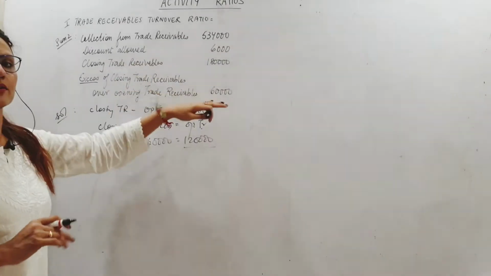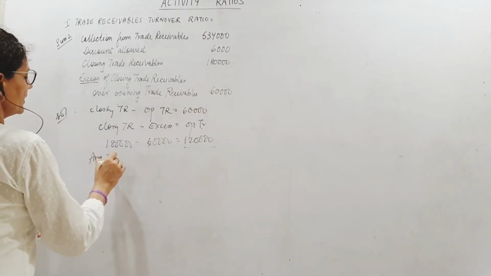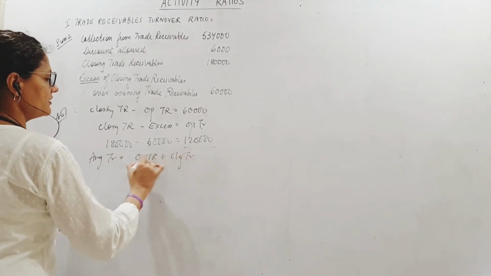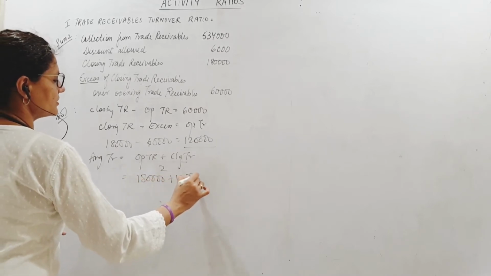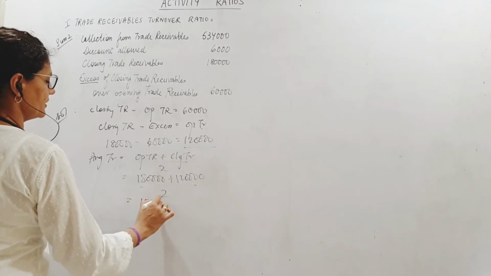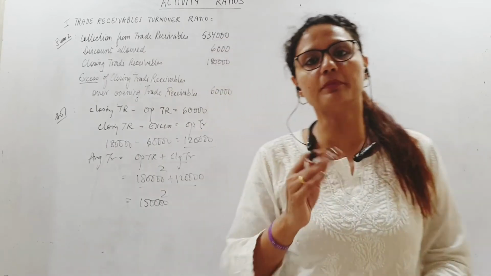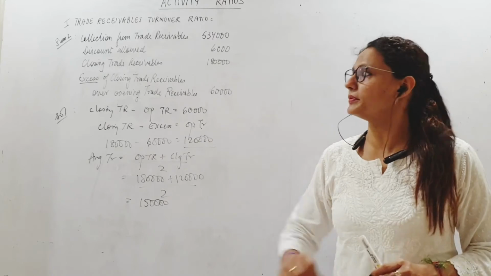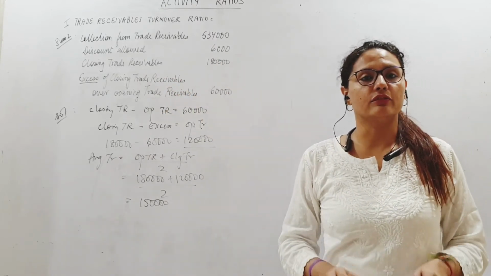Since I have opening and closing, I can find out average trade receivables. Correct? So average trade receivables is equal to opening trade receivables plus closing trade receivables divided by 2. So it is 1,80,000 plus 1,20,000 divided by 2. 3 lakhs divided by 2, 1,50,000 is your average trade receivables. So the denominator is there. For the numerator, you find out credit revenue from operations, but I have not been given any amount of credit revenue from operations.